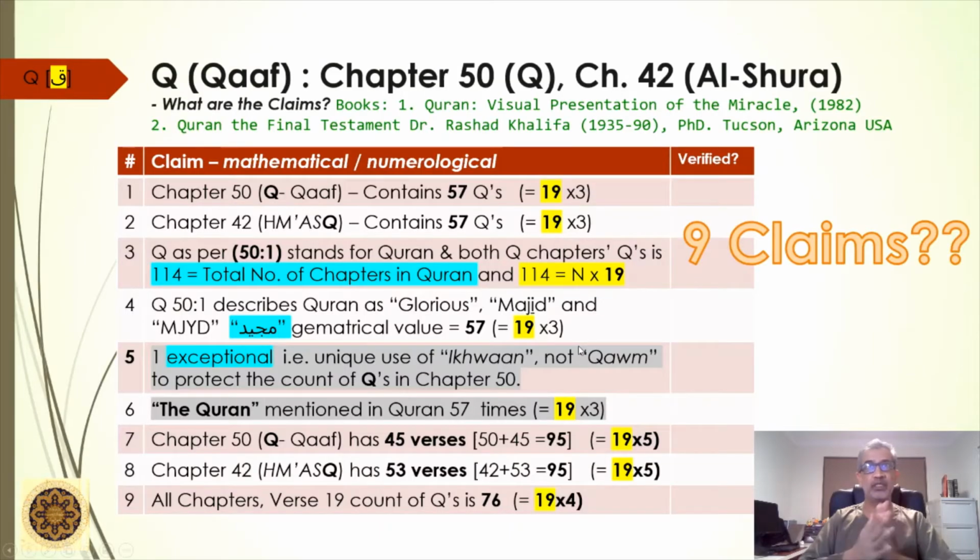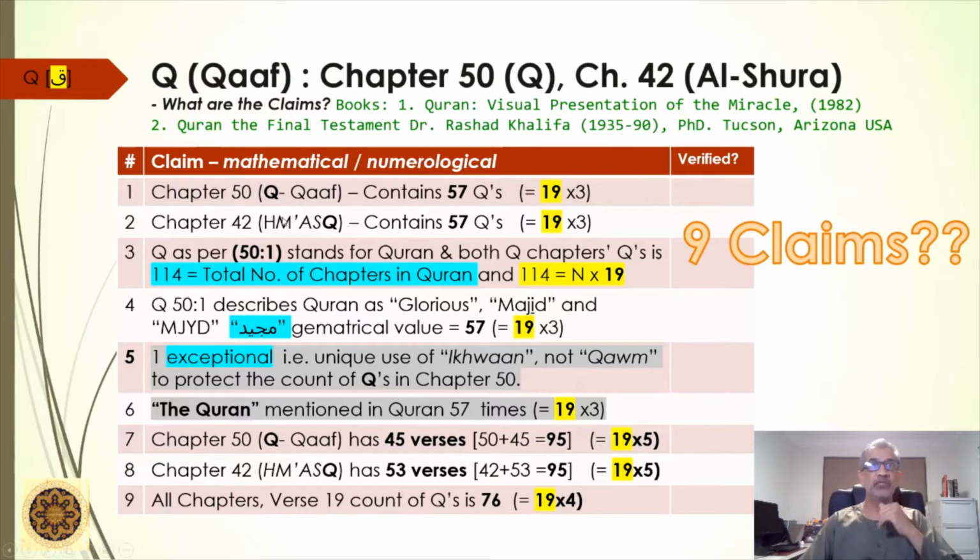I'm going to represent this a little bit like this. These are the 9 claims. They're made in these two books, and I showed you the book before. This is the book by Dr. Rashid Khalifa. Both the books are by him. Quran, Visual Presentation of the Miracle, and the other one is Quran, the Final Testament. So the total number of claims are basically made in those two books. Okay, and I've represented the names over here.